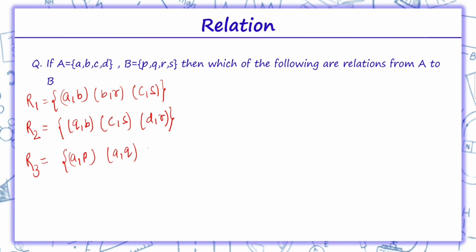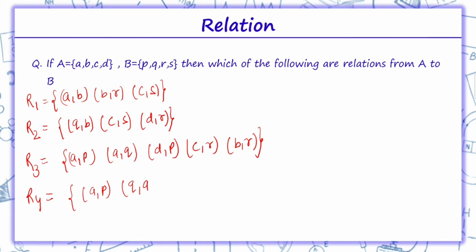R3 relation is AP, AQ, DP, CR, BR, and R4 relation is AP, QA, BS, SP. Now we know R relation is what?